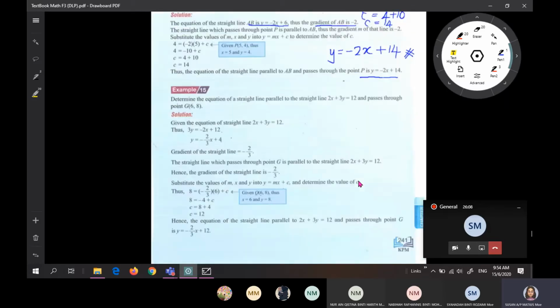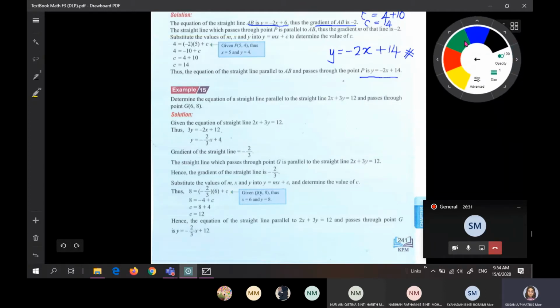Example 15. What is different in example 15? Determine the equation of the straight line parallel to the straight line 2x plus 3y equals 12 and passing through the point (6, 8). There's no diagram, but it's okay; you can always draw one. When you have a diagram, it gives you an idea of what exactly you are looking at.